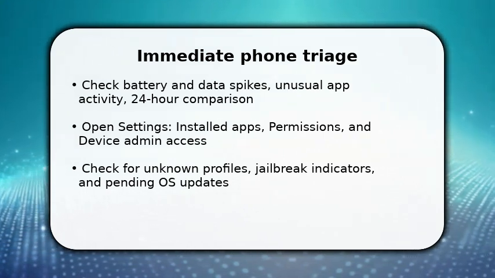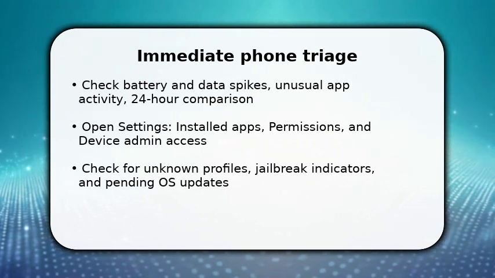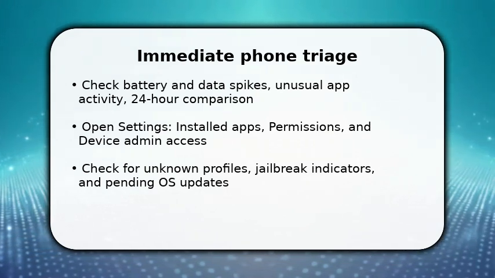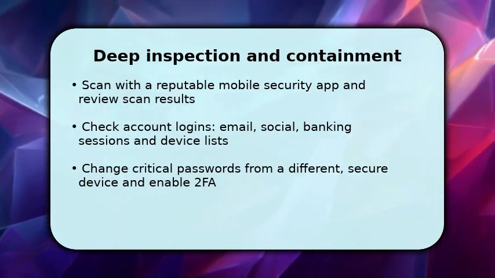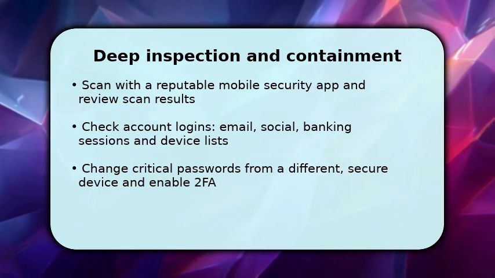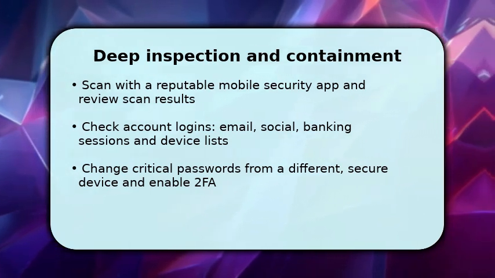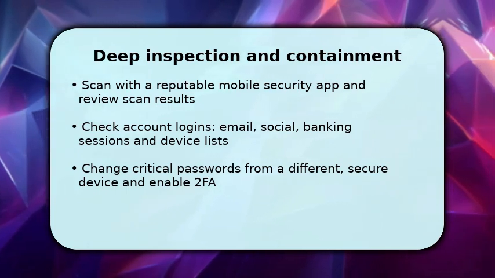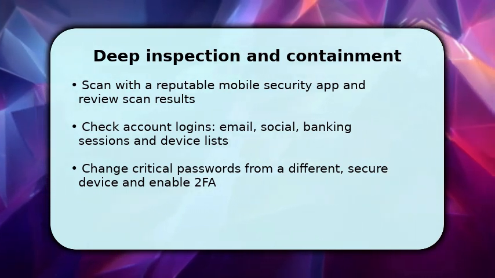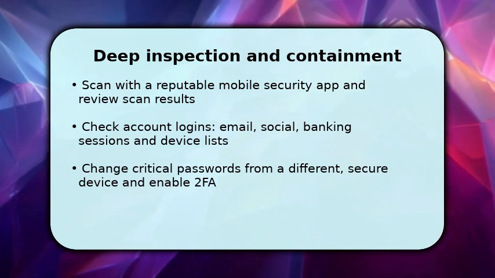Next, contain and inspect. Run a full scan with a trusted mobile security app to identify known threats. The scan can remove or quarantine many items. Then check your online accounts, logins, authorized devices, and recent activity to see if attackers used your phone to access email or services. Sign out suspicious sessions.